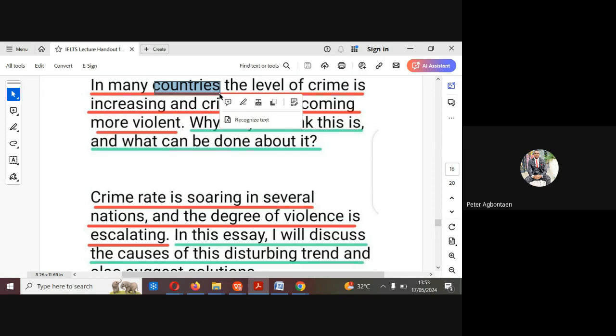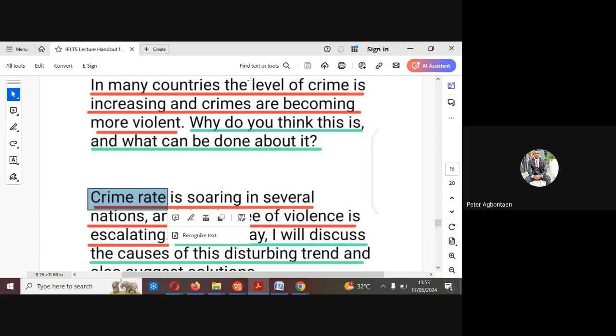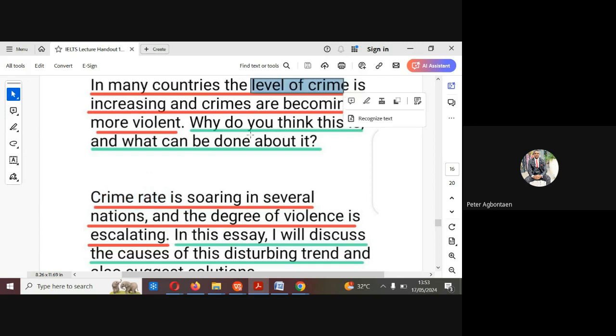But that's not the only thing that I did here. Now take a look at this. Here I said I used rate to replace level, right? But notice that in the question, level is coming before crime. But in my response, I've used the word rate to replace level, and the rate I use to replace level is coming after crime, whereas the level is coming before crime in the original question. So that means that the order of the words has changed.